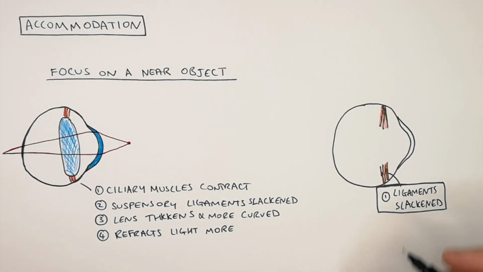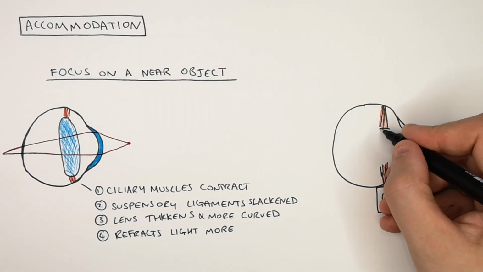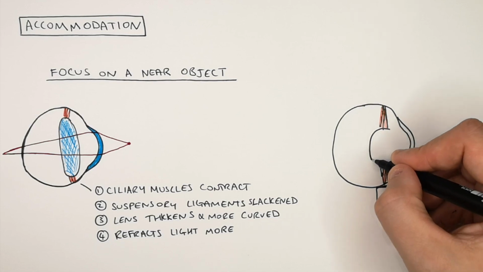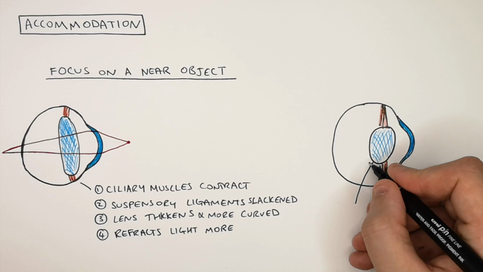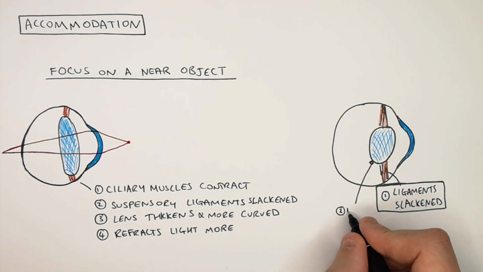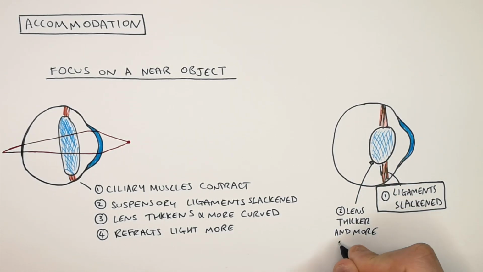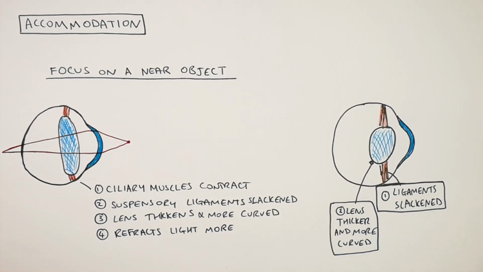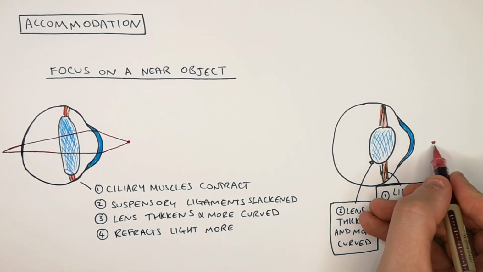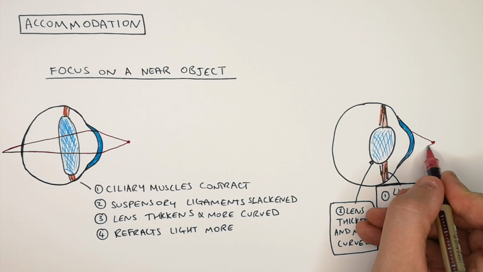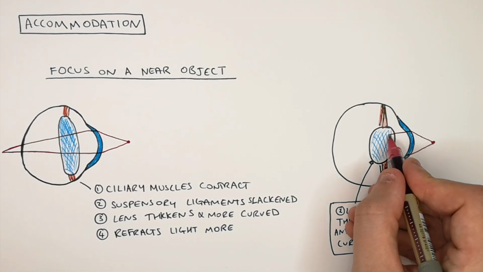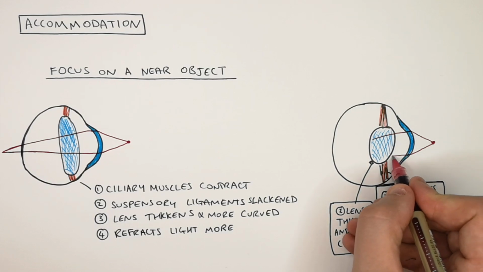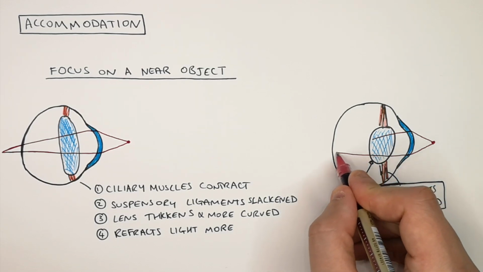So because the suspensory ligaments are slackened, as you can see here, the lens becomes thicker and it's more curved. Because the ligaments aren't pulling on the lens, it is now thicker and more curved. So because the suspensory ligaments are now relaxed and more slackened, this has led to a thicker lens. So when light enters the eye via the cornea, the lens is going to refract the light more.